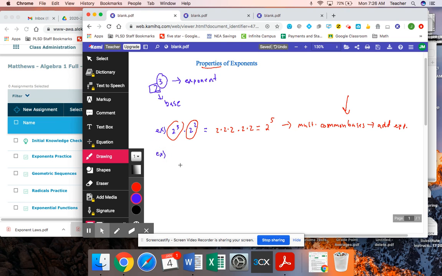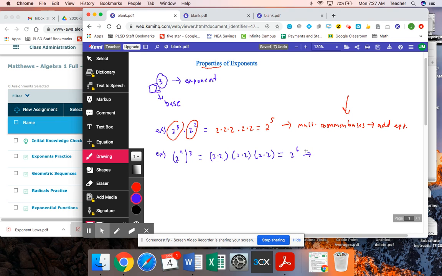Here's another example. And this is just an introduction here. What if I had 2 to the second power, but I raised that whole thing to the third power? So I'm raising a power to a power. If I look at this, it's going to be 2 times 2, that's one set. And then 2 times 2, that's another set. And then 2 times 2, that's the third set. I did 2 to the second power 3 times. When I look at that, I actually have 2 6 times. 1, 2, 3, 4, 5, 6.